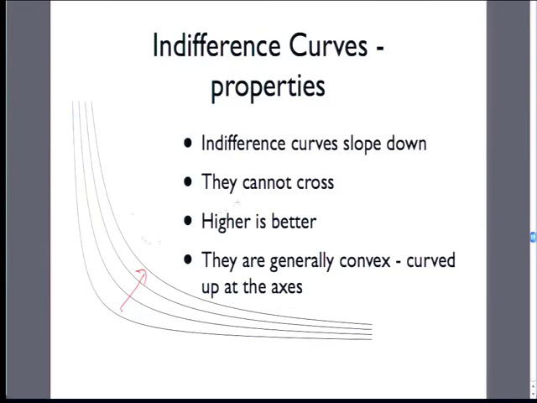And generally, we think that they're convex. So they're going to go up at the edges. As you get a lot of good 1, you're willing to trade off more and more to get a little bit of good 2. So that's why we're saying they're curved. They're going to curve out at the edges. You're going to get saturated with good 2, and you might just want a little bit of good 1, so you generally don't cross the axis there.